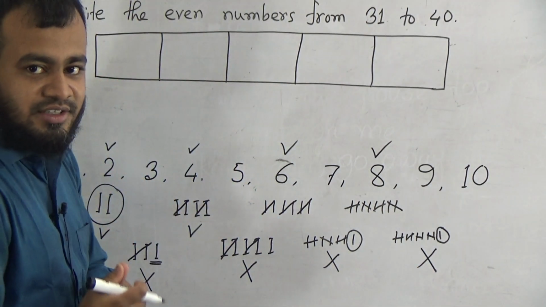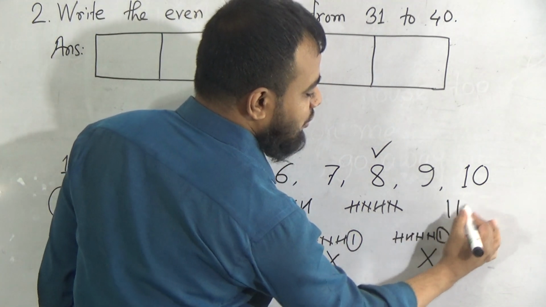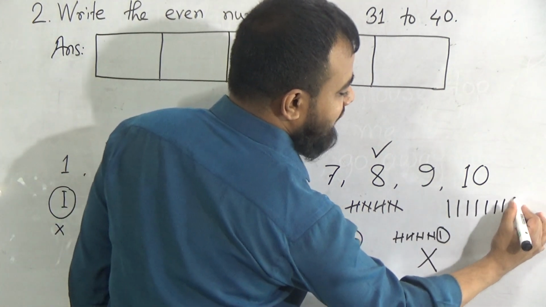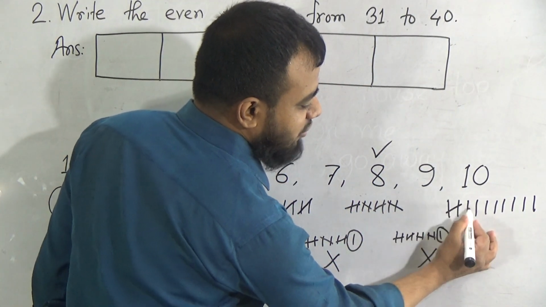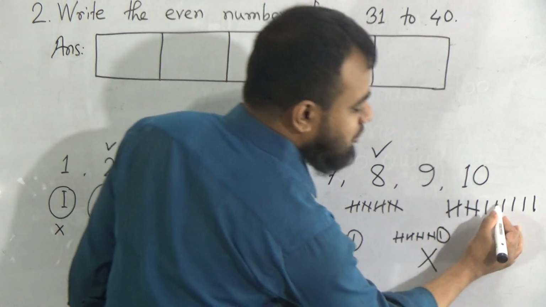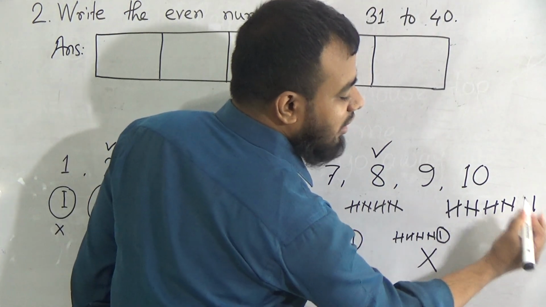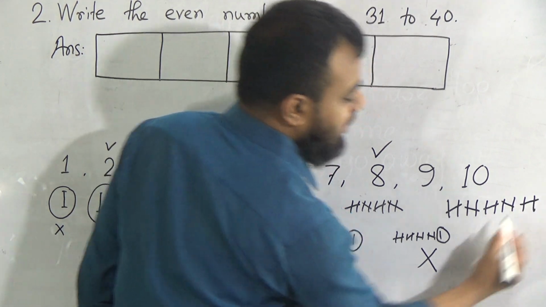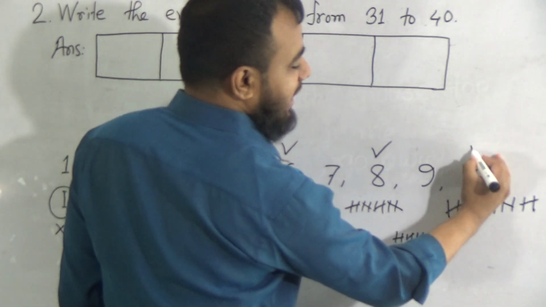After that, finally we will test the number 10. 1, 2, 3, 4, 5, 6, 7, 8, 9 and 10. So these first 2 sticks make a pair, these 2 sticks also can make a pair, these 2 sticks also a pair, these 2 sticks also make a pair, and the last 2 sticks also can make a pair. So 10 can make pairs. That is why 10 is an even number.